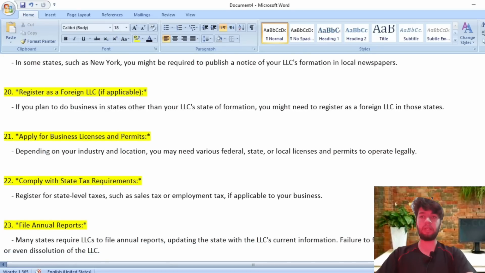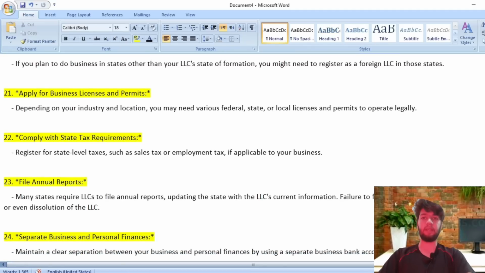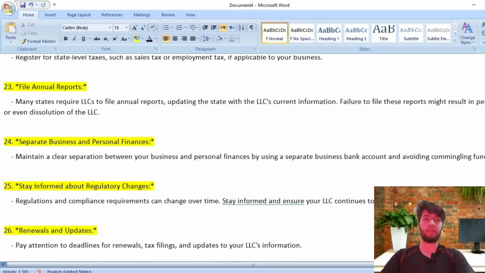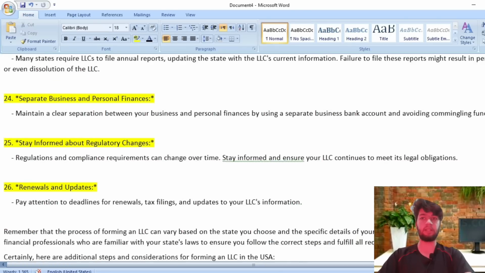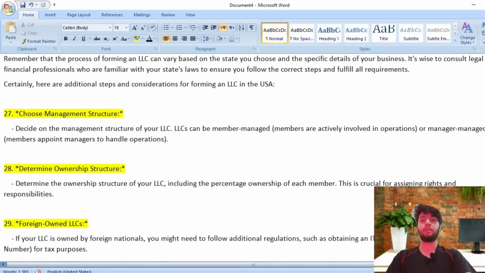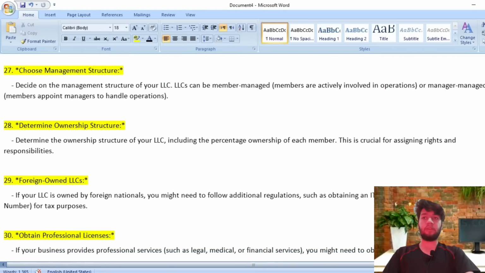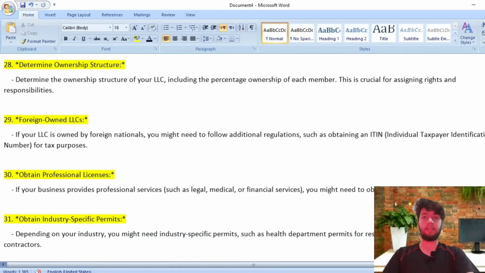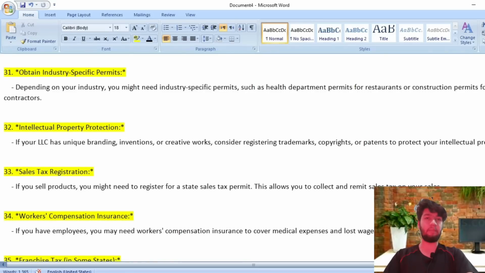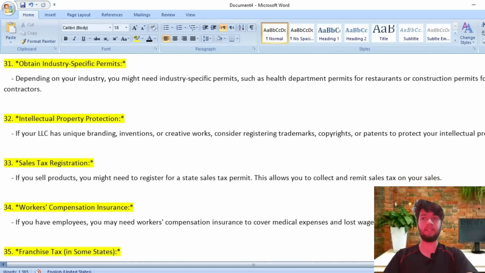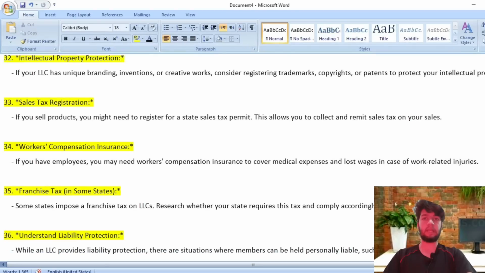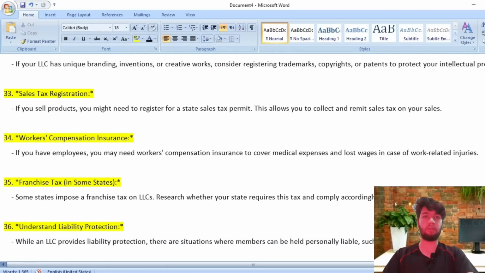Choose management structure, determine ownership structure, foreign owned LLC, obtain professional license, obtain industry specific permits, intellectual property protection, sales tax registration, workers' compensation insurance, franchise tax in some states, understand liability protection, business location, banking and financial management, healthcare and benefits, environmental regulation, website and online presence, continuing education.